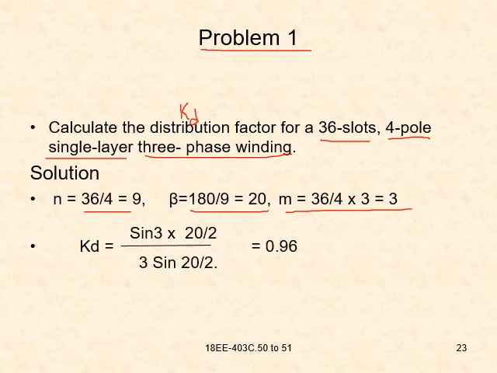And now the value of Kd is equal to sin(mβ/2) by m sin(β/2). So m value is 3, β value is 20, so sin(3 into 20 by 2) by 3 sin(20 by 2). So finally we will be getting 0.96. So this value is also less than 1. So Kd is 0.96, which is also less than 1.